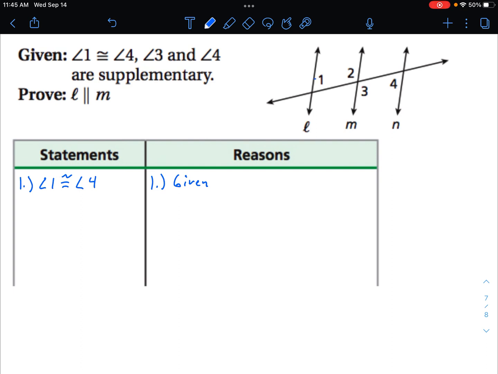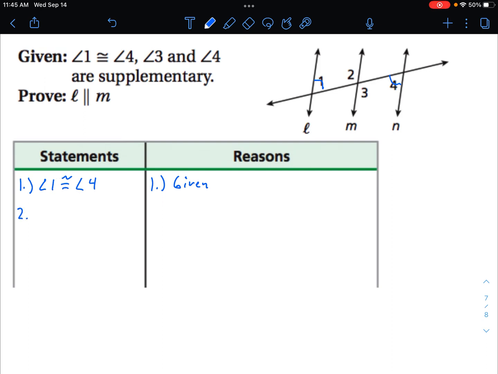And since angle 1 is congruent to angle 4, I'm going to mark it in the picture, but those are alternate interior angles on line L and N. So I could say for number 2, L must be parallel to N because of the converse of the alternate interior angles theorem. Again, I'm proving lines are parallel there, so use a converse.